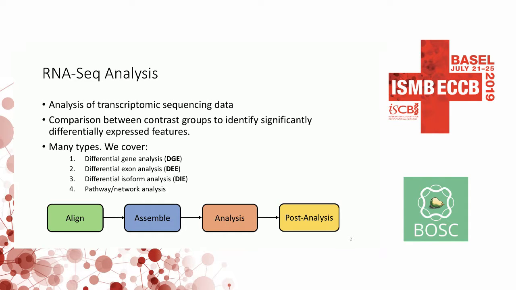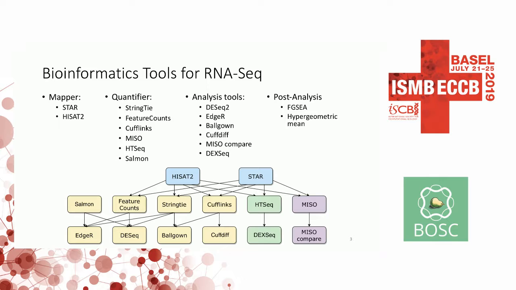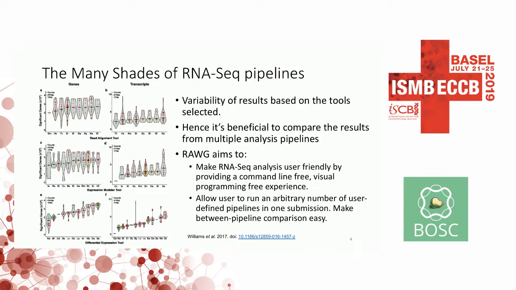And we think that a typical RNA-Seq pipeline can be broken down into 4 stages: alignment, assembly, analysis, and post-analysis. And those are all the tools currently RAWG has and all the interconnections between them. So file format is handled automatically, and all the intermediate and the utility steps are added by RAWG as well.